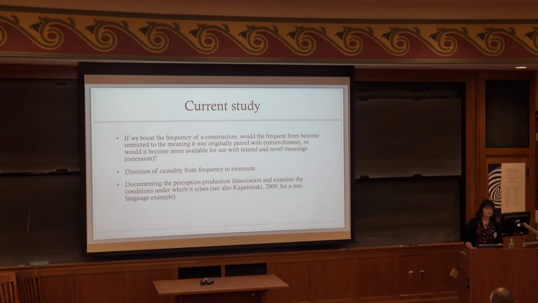We will document the perception-production dissociation that I just talked about in child language acquisition data, and we examine the condition under which it arises. As the last contribution, we propose to use the 2AFC task as a way to level accessibility and compare that to production to see how accessibility is functioning in production.